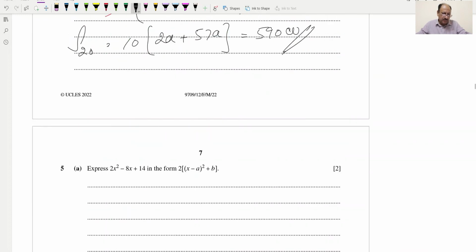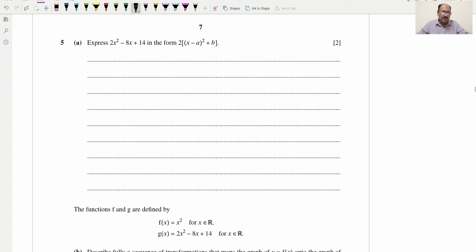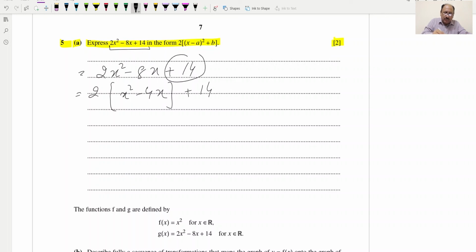Hopefully you understood this. Now question number 5. Question number 5 says, A part, express this in terms of this. Basically this is a 2 marks question. We have to write this expression in completing square format. So 2x square minus 8x plus 14. So we will be considering only this part, and first of all we have to take 2 common, so this one, x square minus 4x, and the tail portion, this portion we will not be disturbing, we'll keep as it is.